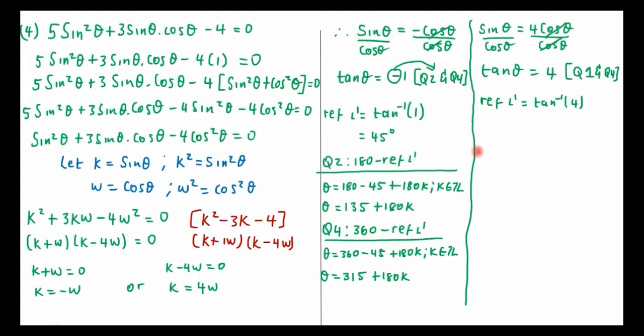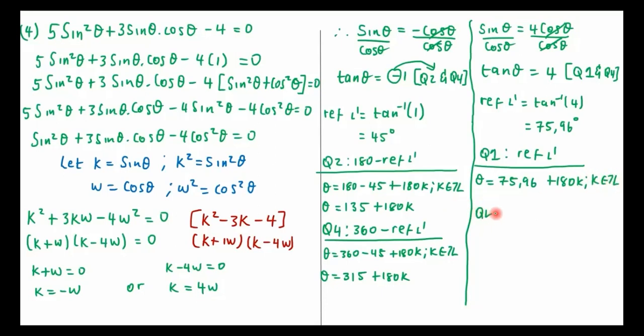75.96. Let me just go back there. 75.96. And so our first quadrant will be our reference angle, and so the reduction there will be theta equals 75.96 plus 180k, where k is an element of integers.